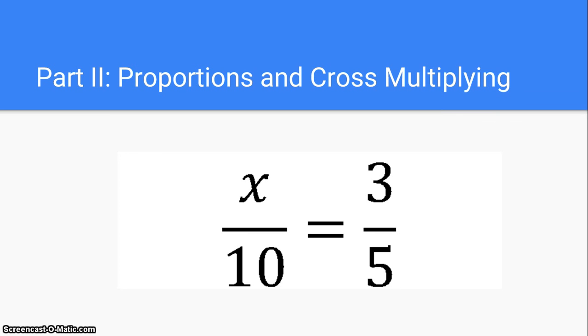This is a proportion. It's a ratio equaling another ratio. However, we don't know one of the values, and so we're going to have to solve it. And the way we're going to solve it is called cross multiplying, which is really just multiplying both sides by a denominator, but cross multiplying rings a lot of positive bells for people, so we'll stick with that name.